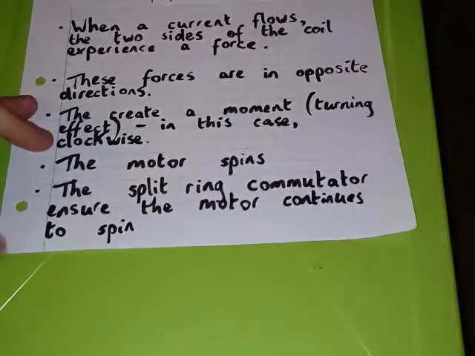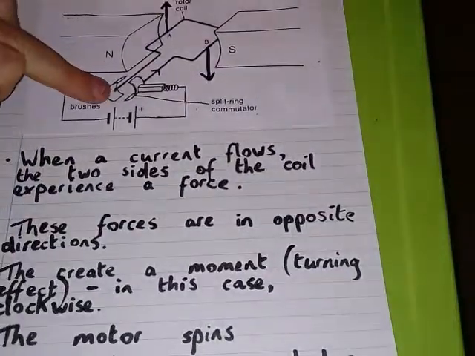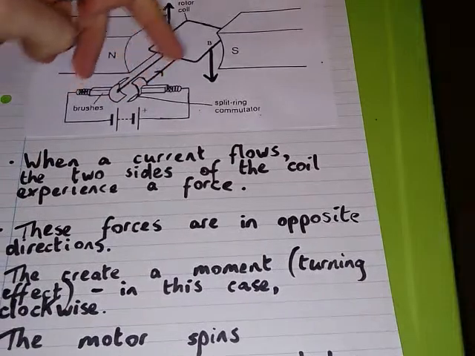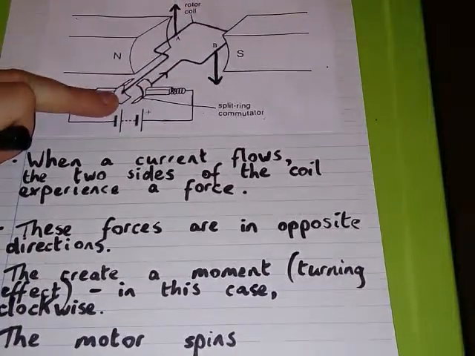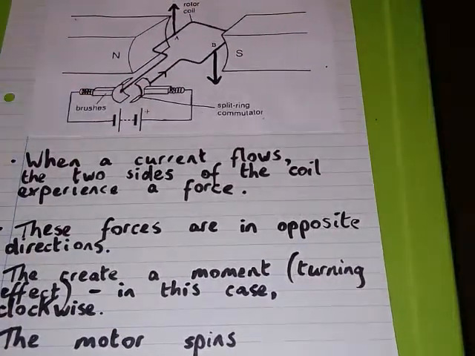I think I'll keep it that simple, but the way it continues, ensures it continues to spin, is by reconnecting the circuit through the coil the other way around every half turn. So every half turn, this coil is reconnected. And that means that the current that was flowing through it in one direction actually flows through it in the opposite direction. But that means the forces work out as they're meant to, so that this motor continues to spin.